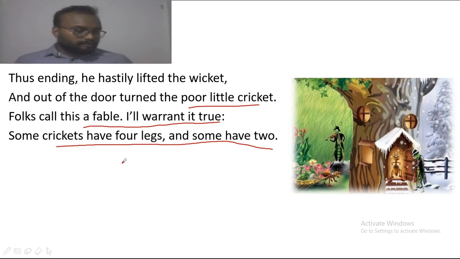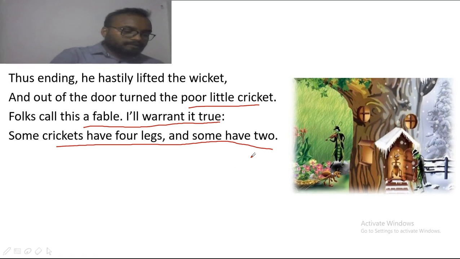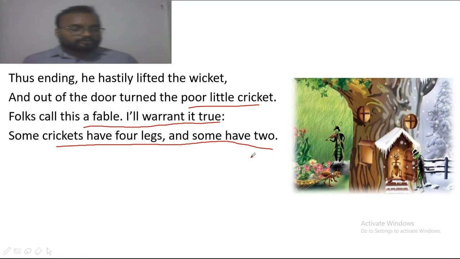So what does he say? This paragraph says that the ant denied any help. The ant has denied help to the cricket, and therefore he had to return without any help from the ant. He returned and he had nothing. He has nothing to do now. He was now this poor little cricket.